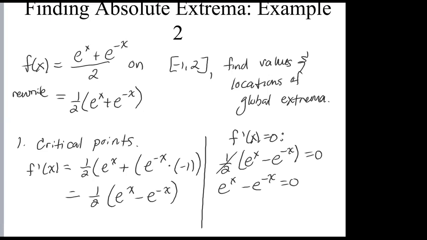Let's see, how could I do this? I'll add e to the negative x to both sides. e to the x is equal to e to the negative x. Okay. I'm going to clear this pane. So I have e to the x is equal to e to the negative x. So I'm going to rewrite e to the negative x as 1 over e to the x, because that makes it a little easier to deal with.